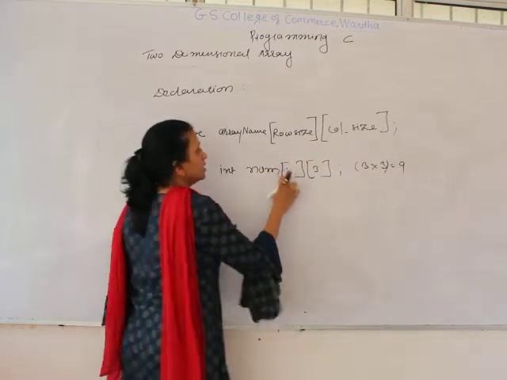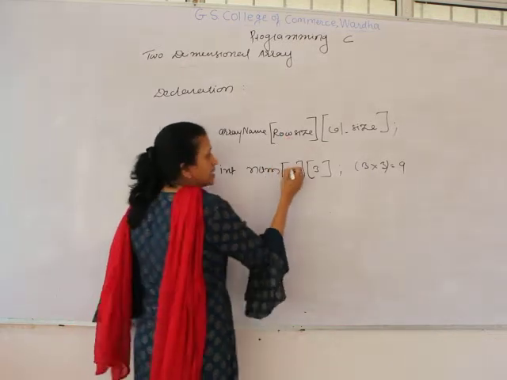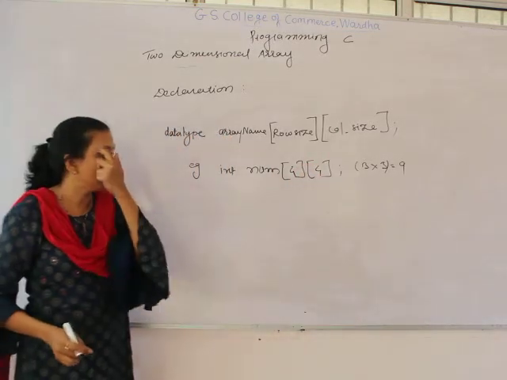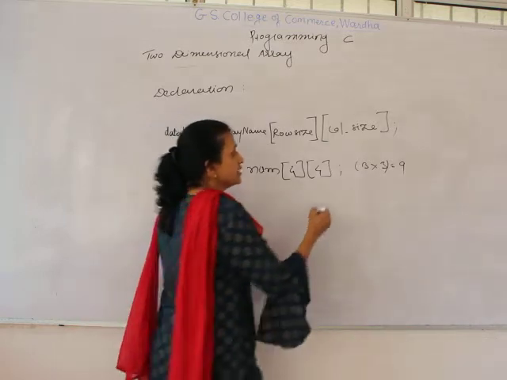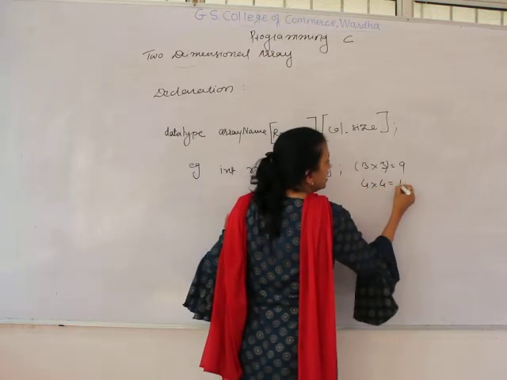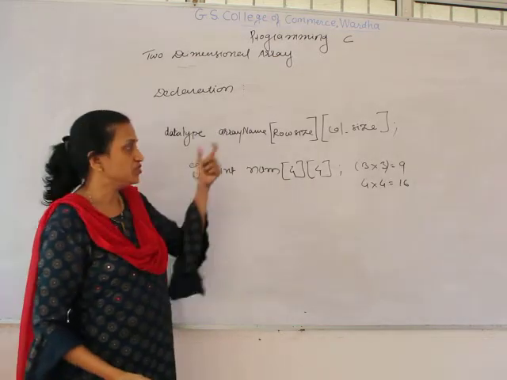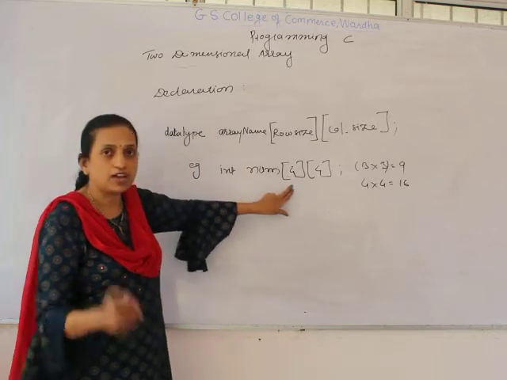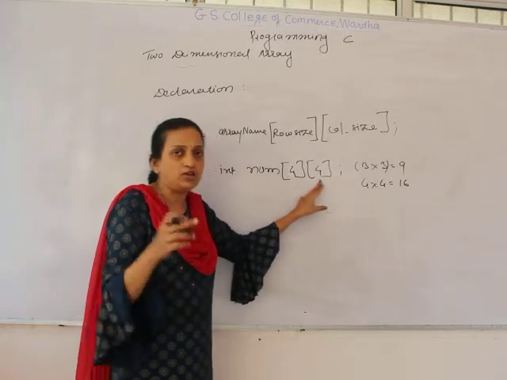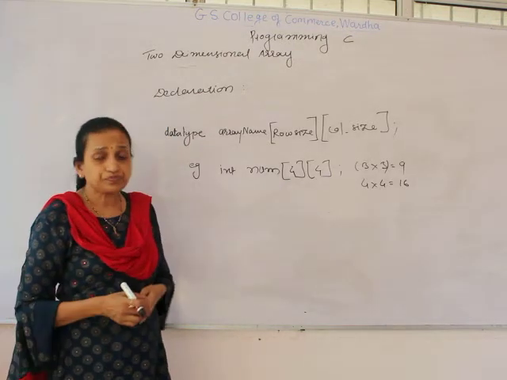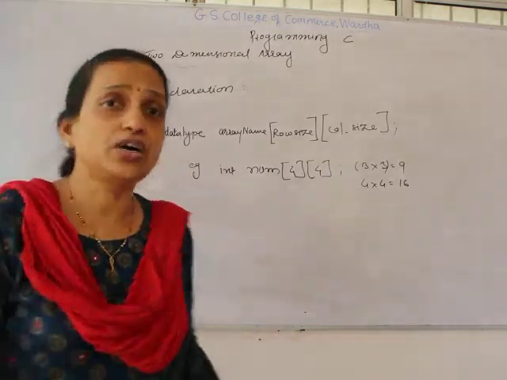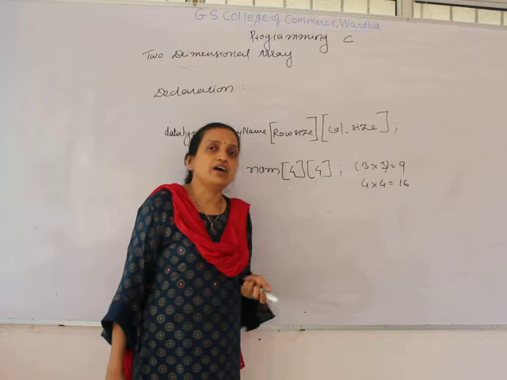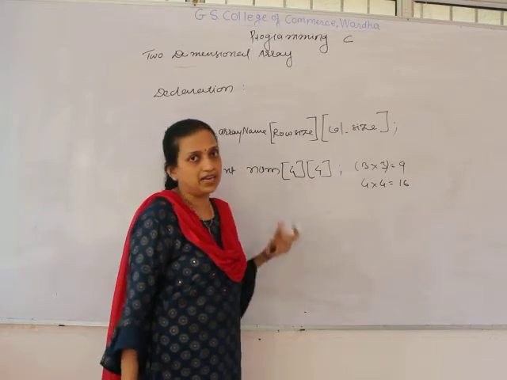If you declare the row size as 4 and the column size as 4, then how many values do you have to store in the matrix? That is 4 multiplied by 4, which is 16 values. So the first subscripted value is for row and the second subscripted value is for column. When you enter values into the matrix, every value is referred to by an index number, as I told you.